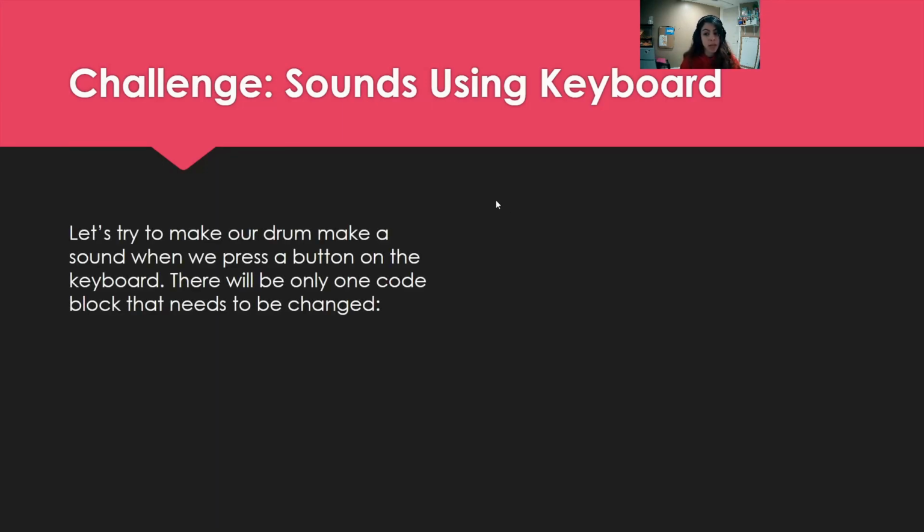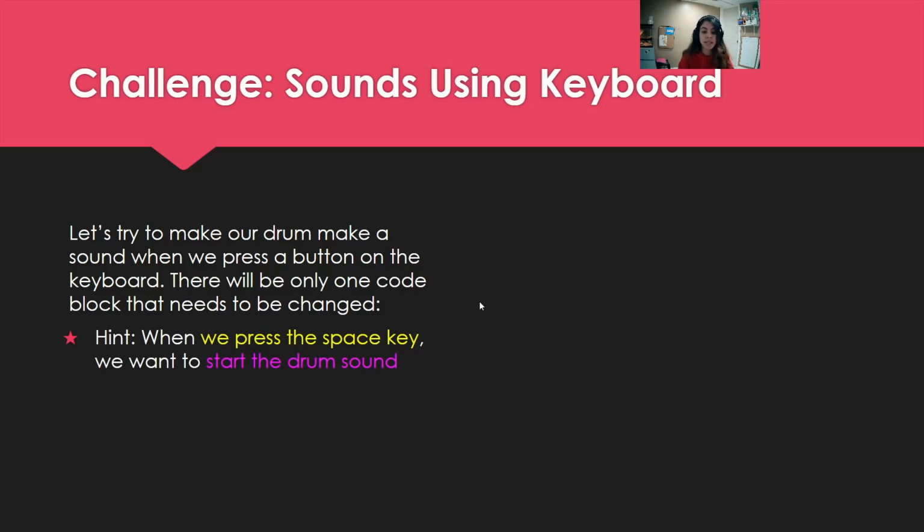So that makes a different trigger. So let's try to make our drum make a sound when we press a button on the keyboard. There will only be one code block that we need to change, and that is our trigger. So when the space key is pressed, we want to start the drum sound. So our code is staying the same besides the trigger.